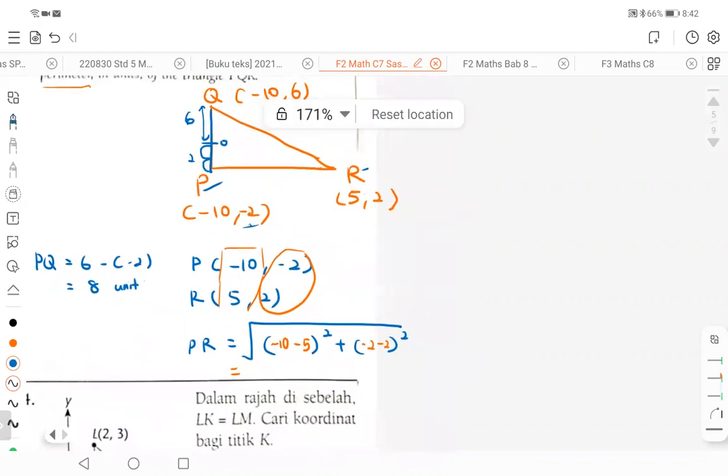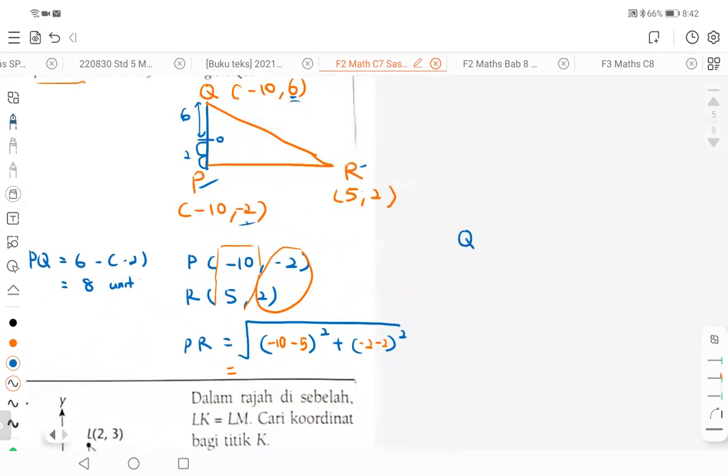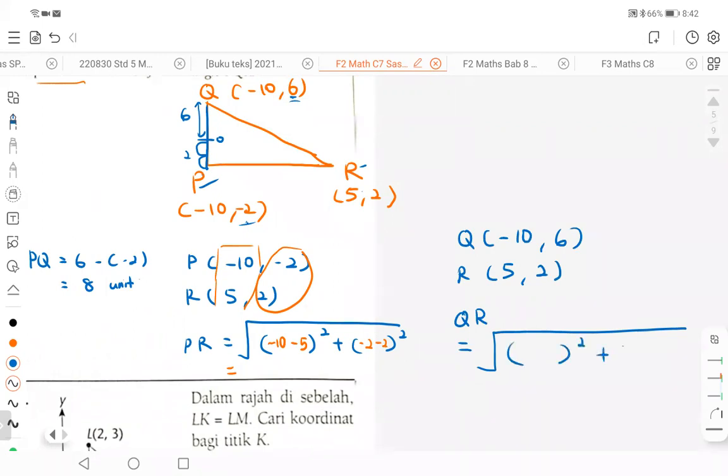Same goes to QR. List down the coordinate. So distance of QR equal to, just write the square root, insert the bracket, square plus bracket square. And then -10 minus 5 and 6 minus 2. Okay, how many get the answer? What is the distance of PR and QR? Type in the chat box, please.